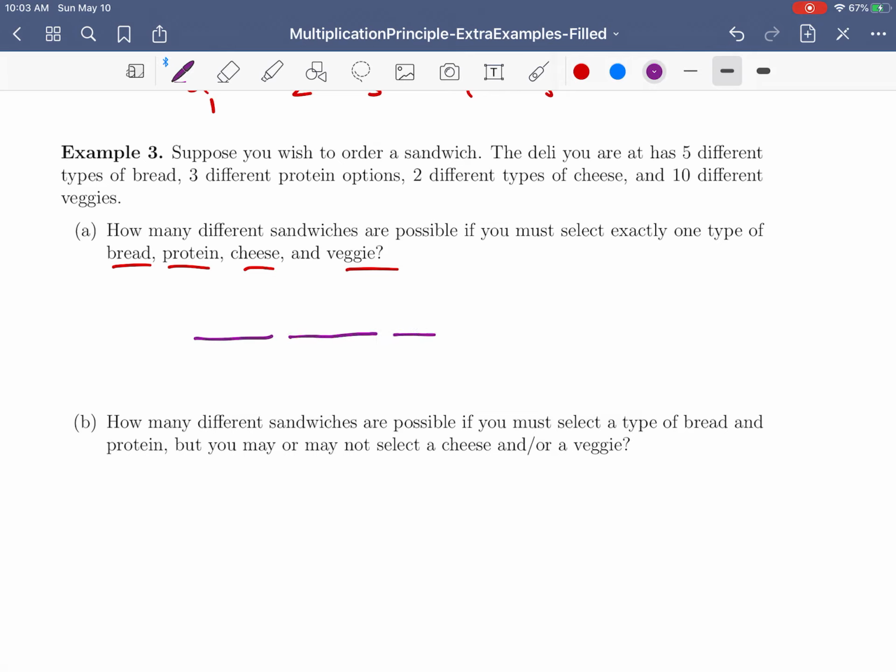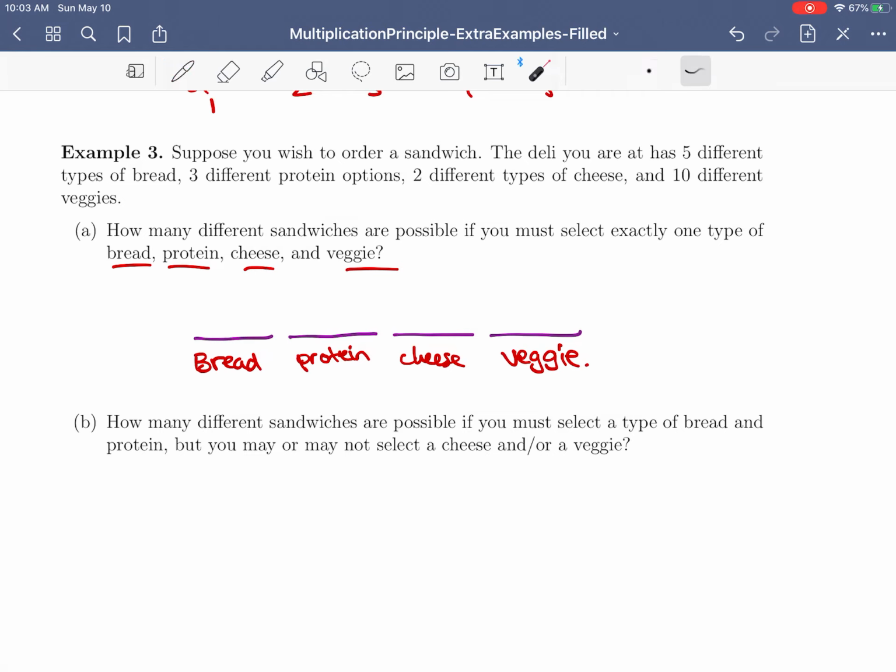So think about if you were actually doing this. You would go up to the counter and tell them you want a sandwich, and they're going to ask you, what type of bread do you want? So then you're going to answer that. So that's the first thing that you need to do. So we're going to have a spot for which type of bread. And then after you do that, they're going to ask you what type of protein, and then what type of cheese, and then which veggie you want. And you're only allowed to pick 1 of each thing.